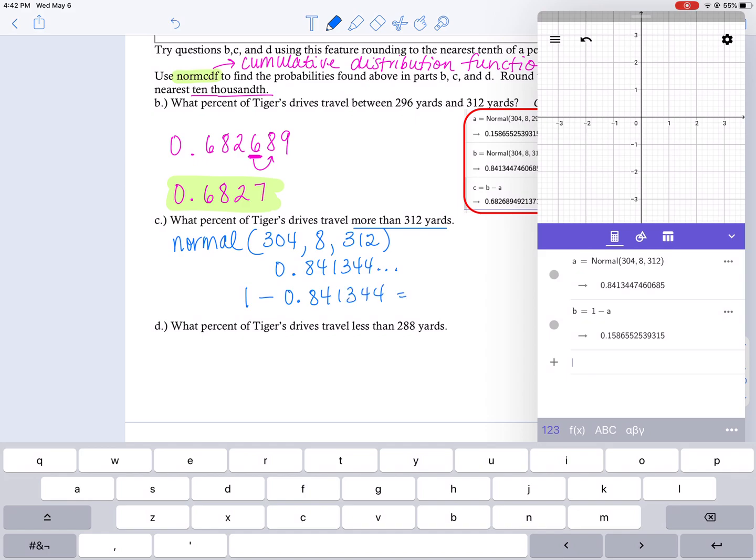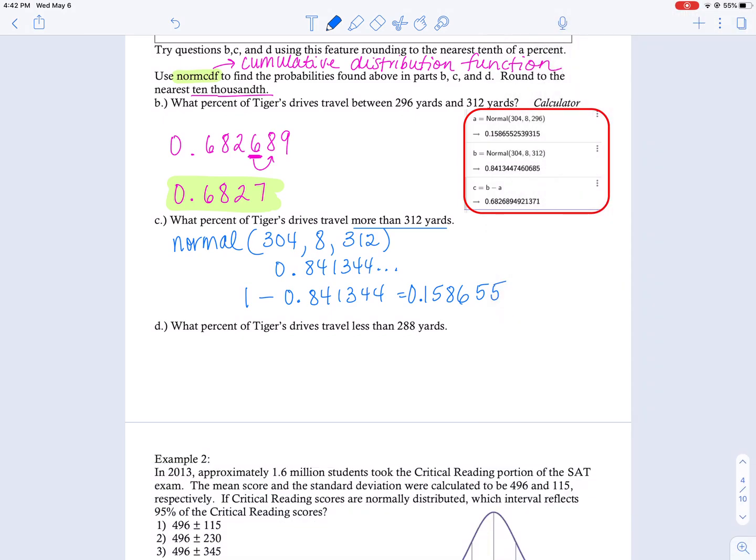Okay, and when I do that, I get 0.158655. Okay, so what they want us to round to, I think, again, is the nearest 10,000th. Tenths, hundredths, thousandths, here's your 10,000ths. That's going to be 0.1587. Okay, and that would be your answer.